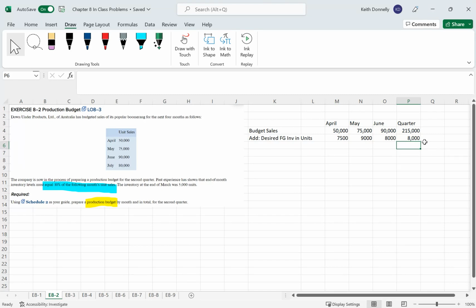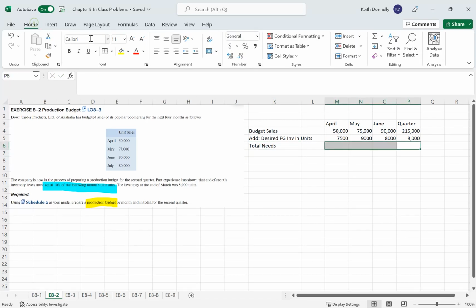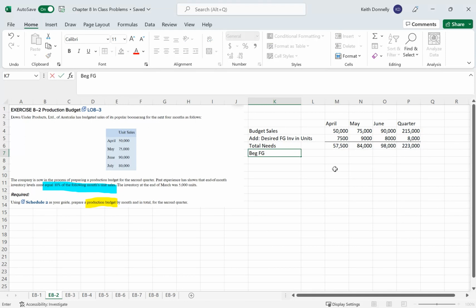So that will give us our total needs. We'll just add these together here, 57. So in total for the month, we'll have what we sold plus what we need to have in our ending inventory. That's our total. We'll back out from that our beginning finished goods inventory.